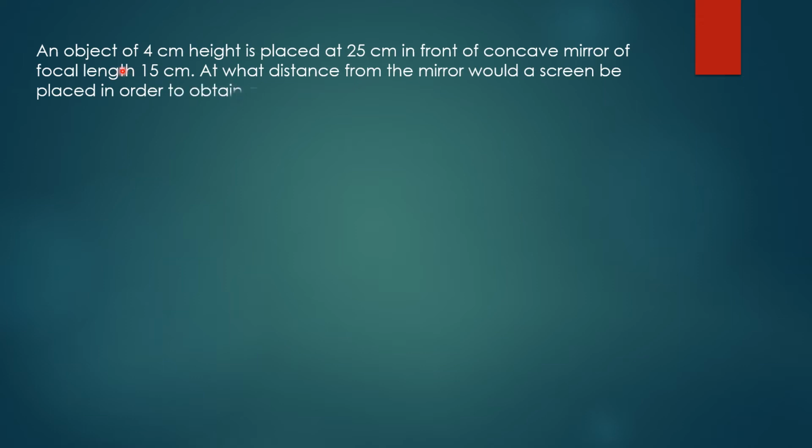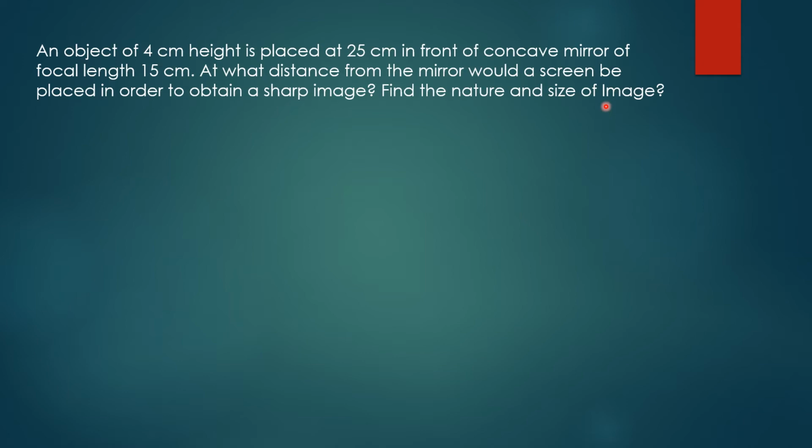Okay. So, what is given here? Height of the object is given. Next, object distance is given. Focal length is given. At the same time, you are also asked to find the nature of the image and size of the image, that is, the height of the image. Are you clear about that?